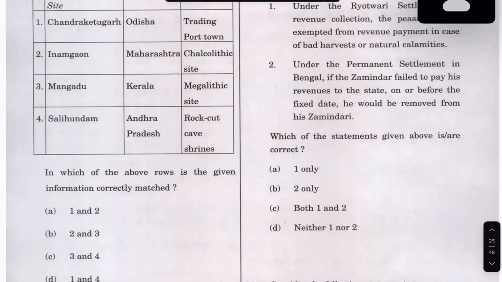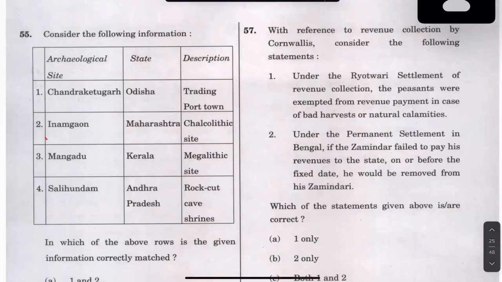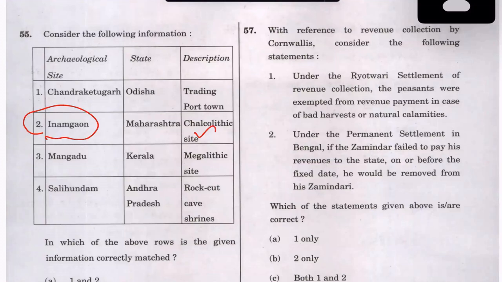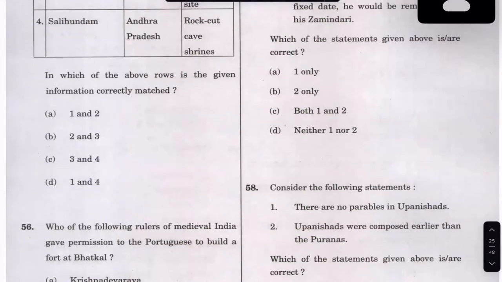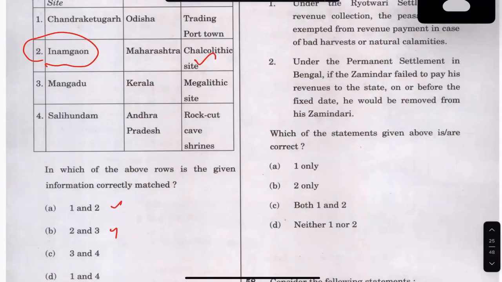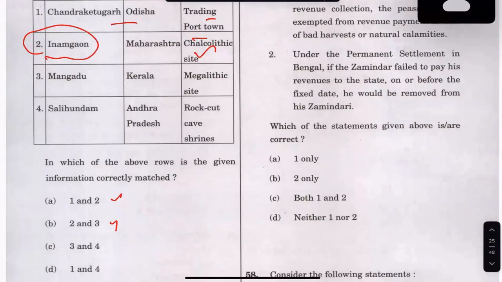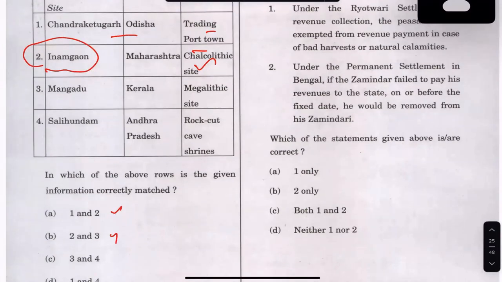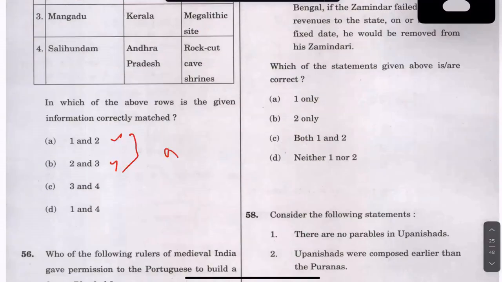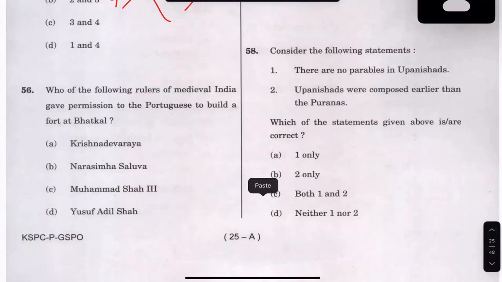Next question is, this was also a previous year. Inam, this one I know. This is a Chalcolithic site. It's true. That center in the Narmada, this is there. And here comes this point of 2, 3. Chandra Kedurga, okay, trading port town. This is kind of, I know this. So I will be between A and B. I'm not sure about this question. I'll wait. This story I know.